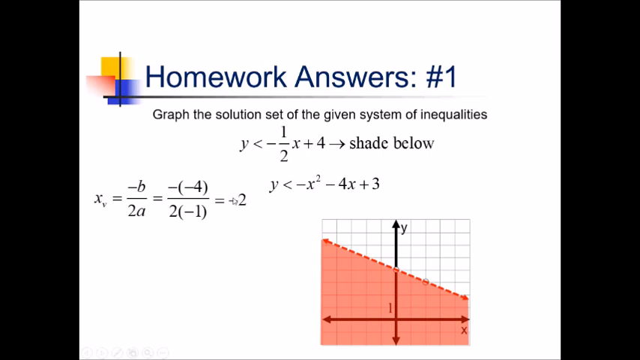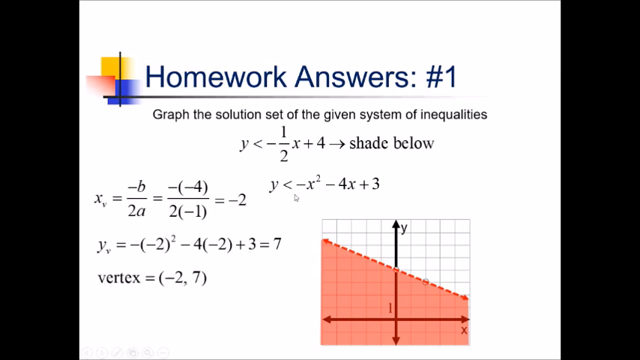To get the y value, we'll plug that back in for x. So we've got negative 2 squared minus 4 times negative 2 plus 3. And let's see here. This is going to be 4 if I square that, but then that becomes negative. So we have a negative 4. Over here we have an 8. Negative 4 plus 8 is going to be 4. And then 4 plus this last 3 gives us 7. So that is the point negative 2, 7 that we've got for our vertex.